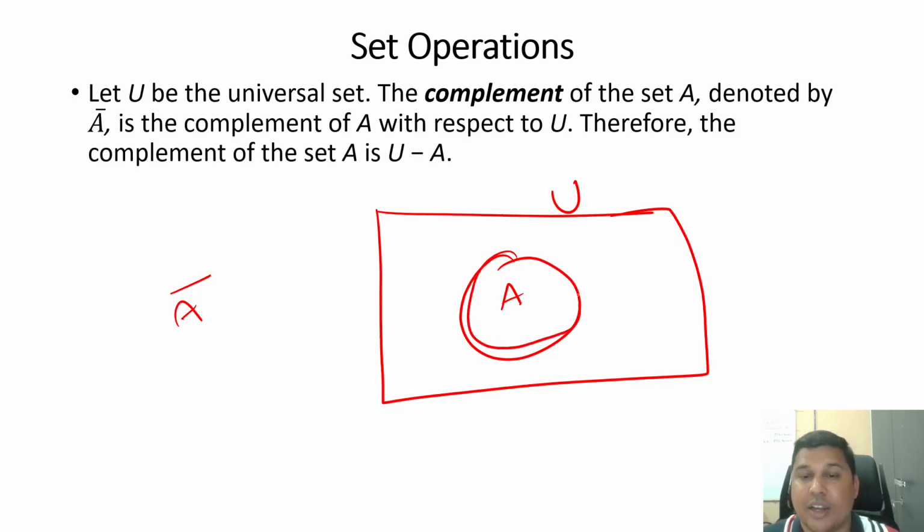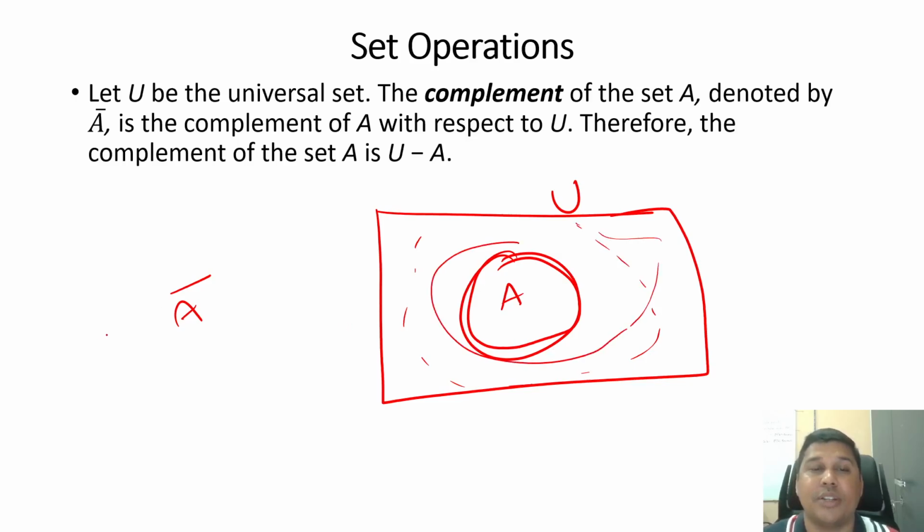Therefore, the complement of A. See, this is A. Complement means other than A. So the remaining part, this part, the empty space, that is our complement. So it is written as U minus A.